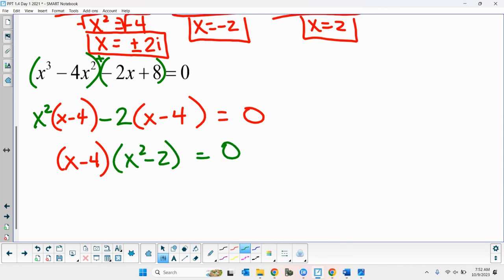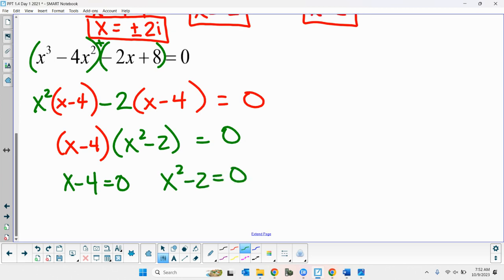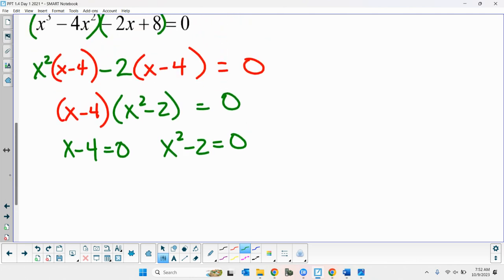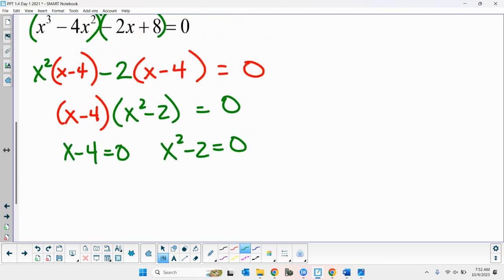And then again, we just set them equal to 0 and finish them up. So I write x minus 4 is 0, and x squared minus 2 is 0. Is x squared minus 2 not a difference of squares? Yeah. No, because 2 is not a perfect square. But that's a good one.